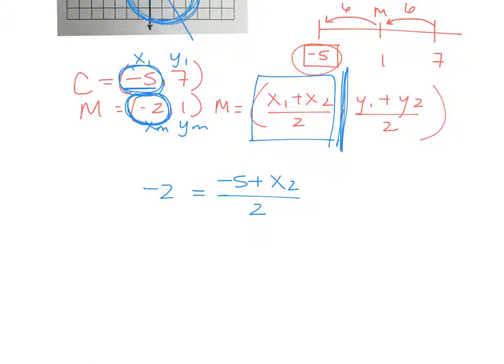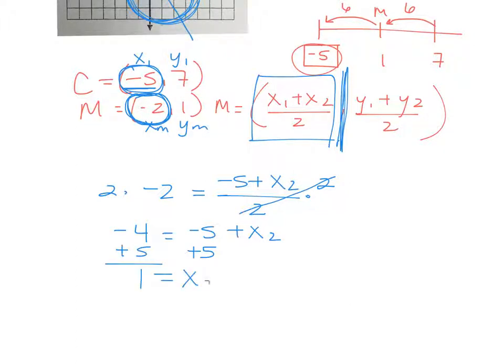So now it's algebra. If I wanna solve this, I'm gonna multiply by 2 on both sides, so this is gone. So I get -4 equals -5 plus my x2 value. I'm gonna add 5 to both sides. So 1 is my x2, okay?